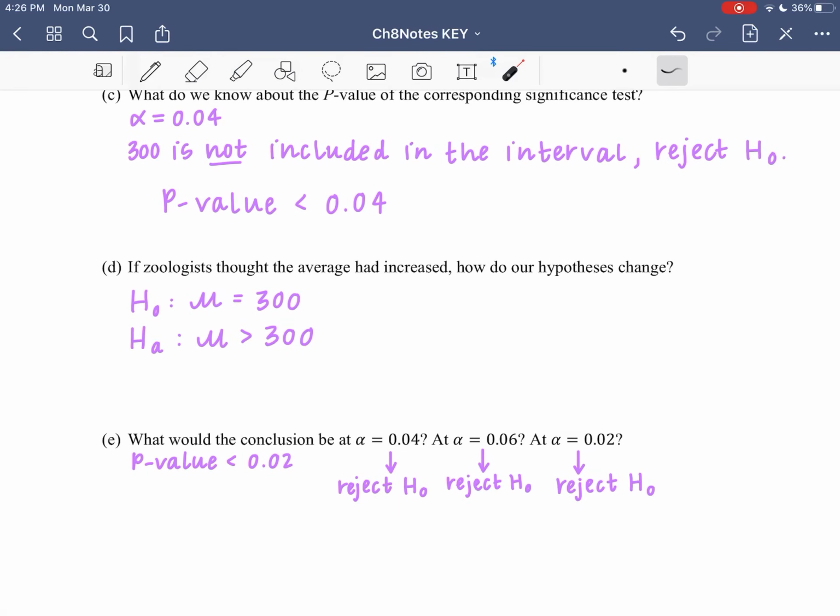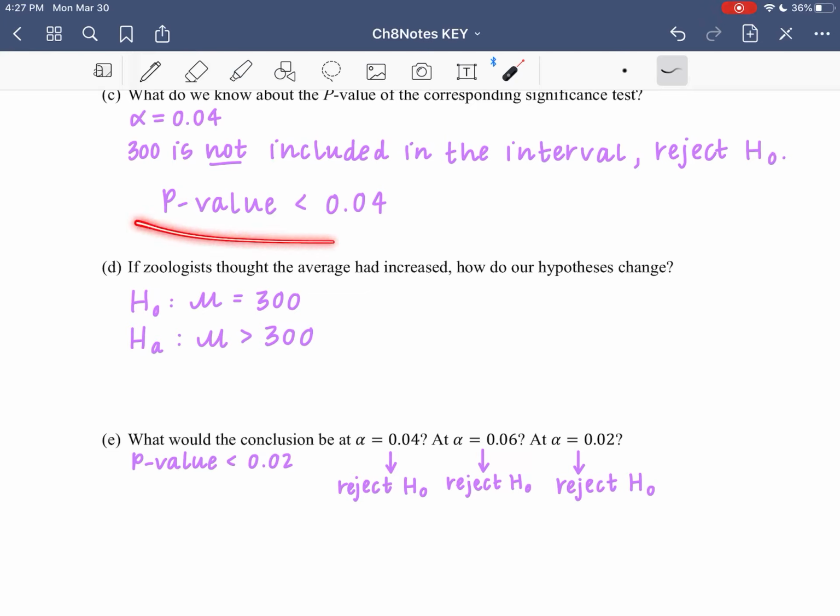All right, this last part here, we want to think about what if we changed our hypotheses. If the zoologist thought the average had increased, not just changed, but increased, how do our hypotheses change? Here, notice we've changed our hypothesis to greater than because the zoologist now thinks the average has increased. So we want to think about how that changes our conclusion for different hypothesis tests.